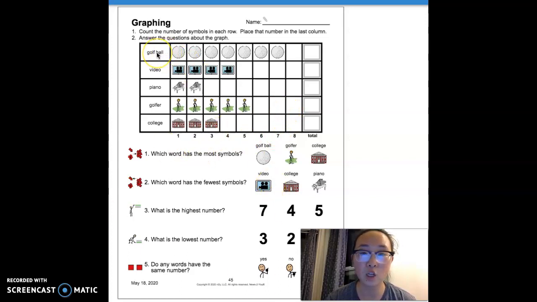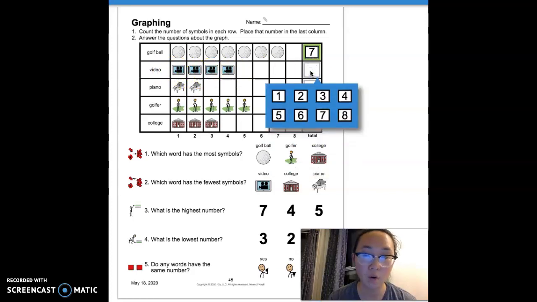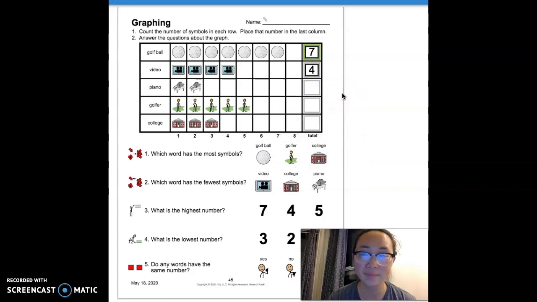So the first one says golf ball. We have 1, 2, 3, 4, 5, 6, 7. We have 7 golf balls. 7. Our next one is video. 1, 2, 3, 4. We have 4 videos. 4. Piano. 1, 2. 2 pianos.